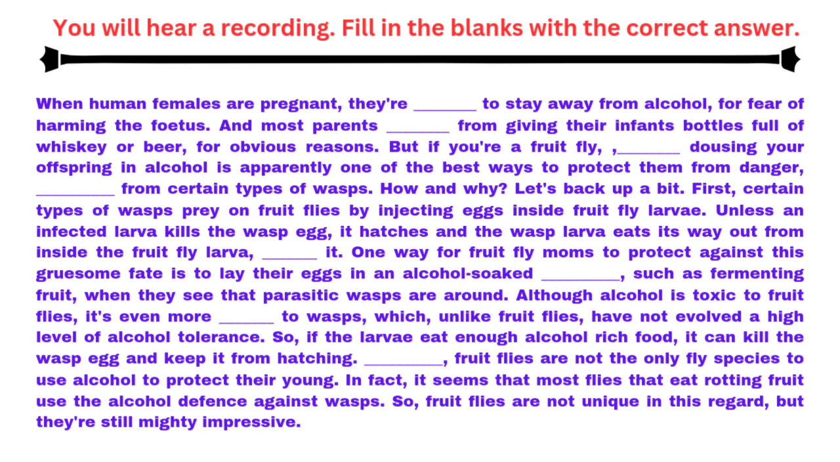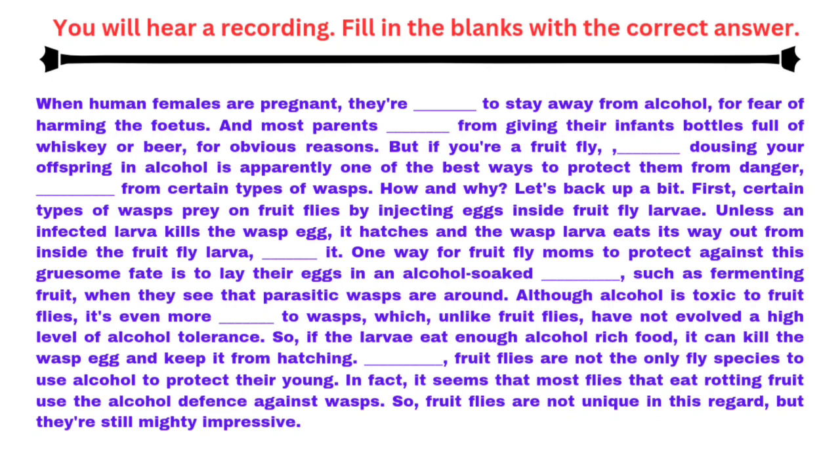First, certain types of wasps prey on fruit flies by injecting eggs inside fruit fly larvae. Unless an infected larva kills the wasp egg, it hatches and the wasp larva eats its way out from inside the fruit fly larva, killing it. One way for fruit fly moms to protect against this gruesome fate is to lay their eggs in an alcohol-soaked environment, such as fermenting fruit, when they see that parasitic wasps are around.